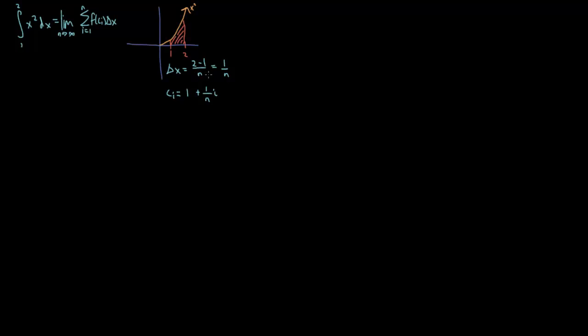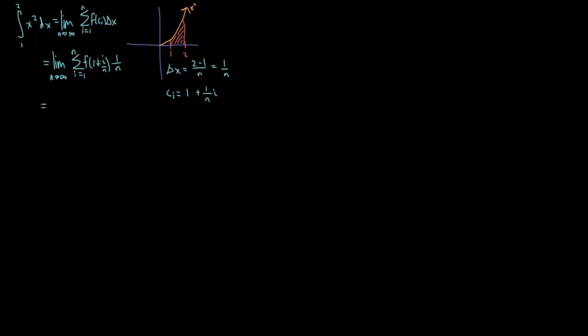The last thing to do is to set up this limit. I'm going to move over just a little bit. This is the limit as n goes to infinity of the sum i equals 1 to n of f of c sub i, so that's 1 plus i over n, times delta x, which is 1 over n. Okay, so now we have to evaluate this sum, and setting it up is really the hard part. Let's see what we have here.